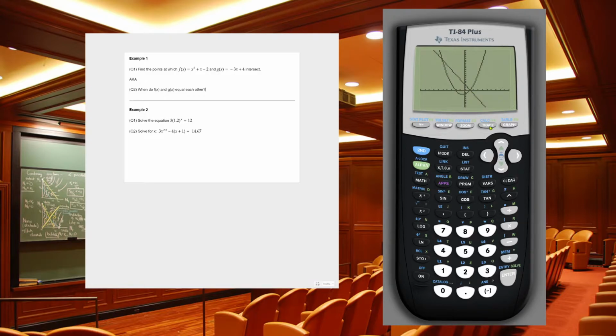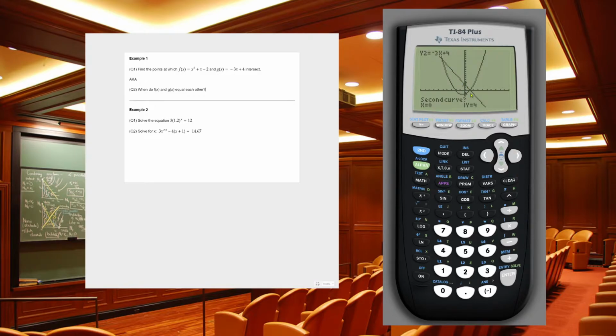So for that, we use this button here, not the trace button, but the calculate button. So we use second trace to get to this calculate menu, and we're looking to calculate the intersection of the two curves. So hit enter here. It'll ask you, hey, what first curve are you talking about? We'll say, well, we're talking about this y1 curve that this tracer is on, so we'll say enter.